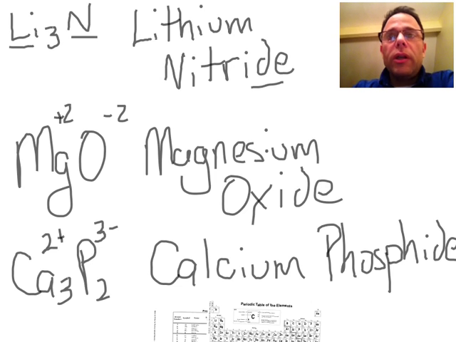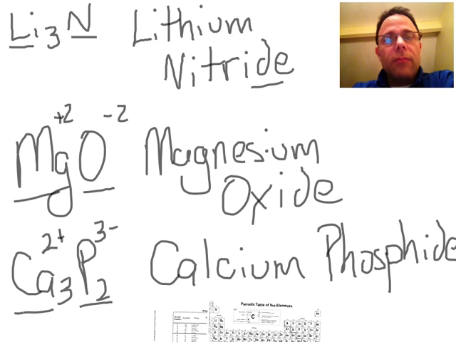Okay. Simple ionic compounds: one metal, one nonmetal. The metals, you do not alter the name. The nonmetals, slice off the end, add ide.